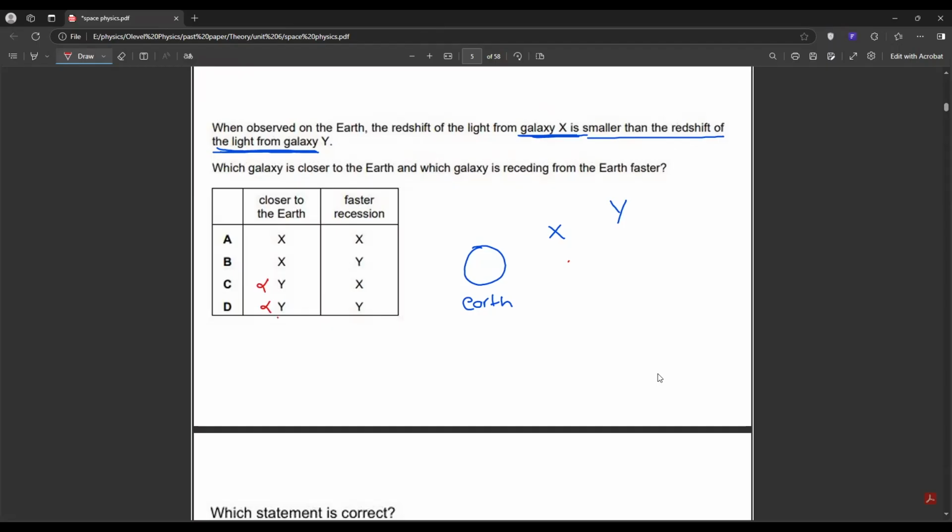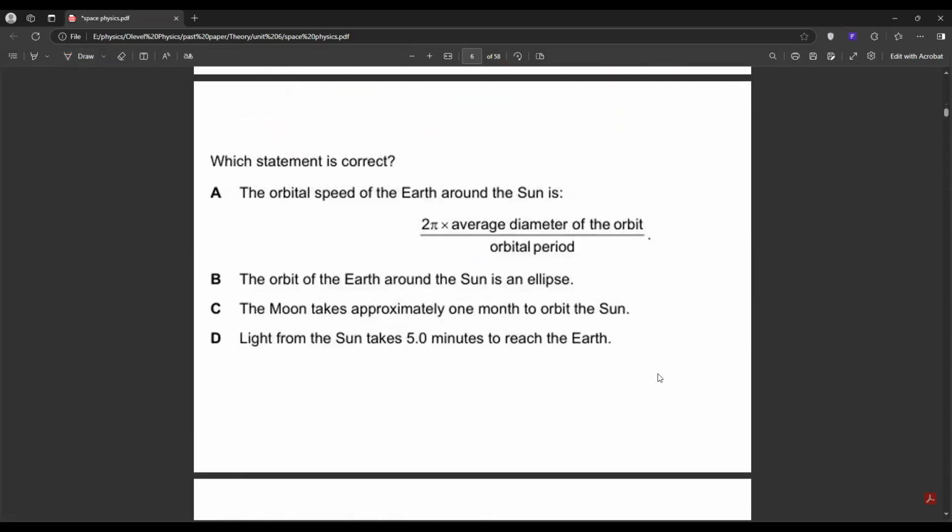Secondly, the further away your galaxy is from the Earth, the faster will be your speed of recession. So B is your answer. Why? Because X is closer to the Earth, because X has a lesser redshift. And since Y is far away from the Earth, it will have a faster speed of recession. B is your answer. Let's move ahead.